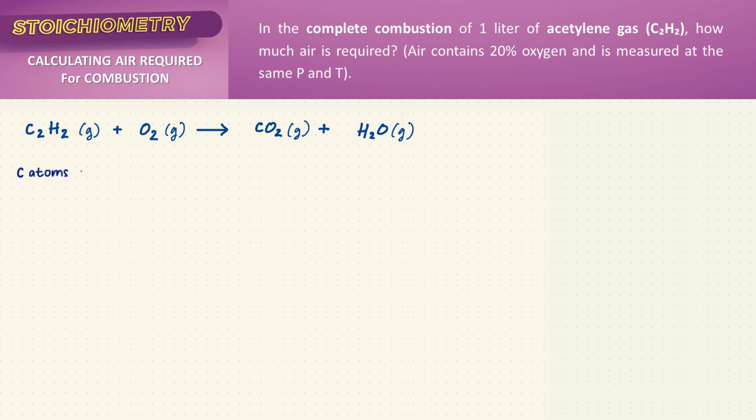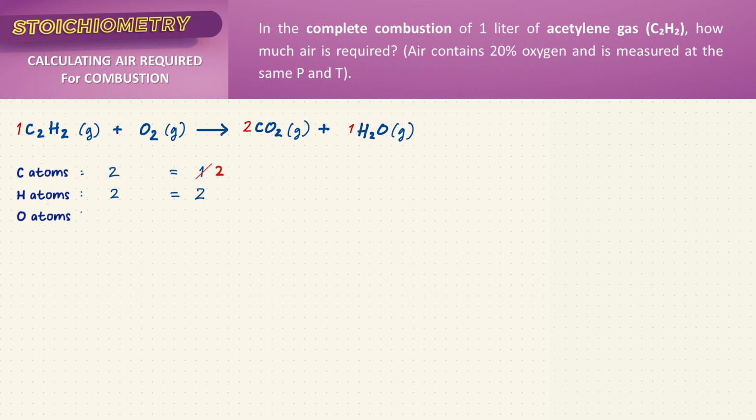First, we will check the carbon atoms. On the left side, there are 2 carbon atoms, and on the right side, there is 1 carbon atom. Thus, we need to multiply CO₂ by 2 to equalize the number. Next, we will check the hydrogen atoms. On the left side, the number is 2, and on the right side, the amount is also 2. Therefore, we do not need to change its coefficient.